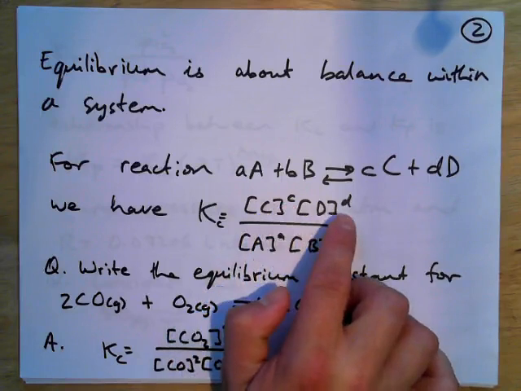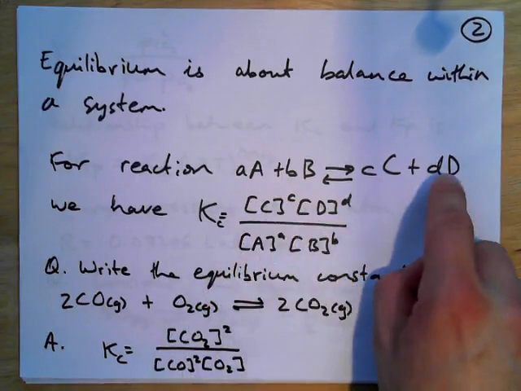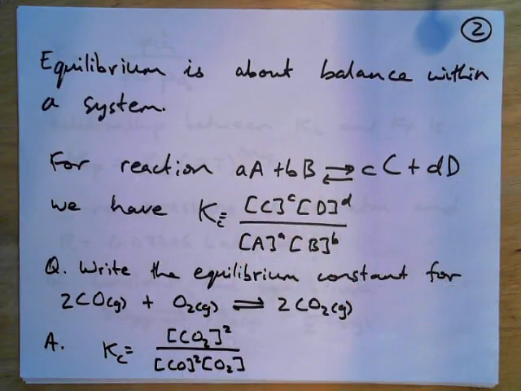And the stoichiometric coefficients appear here as the indices. So this C goes up here, the D goes there, and so on. But remember, it's always the products over the reactants.